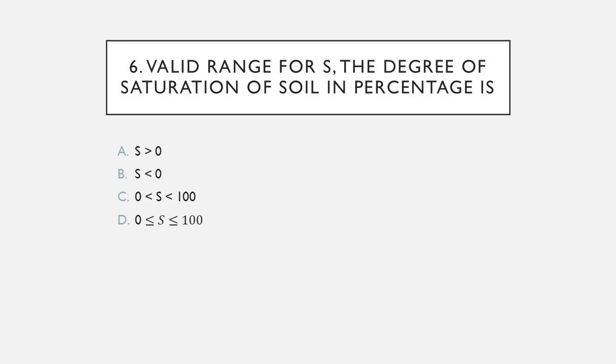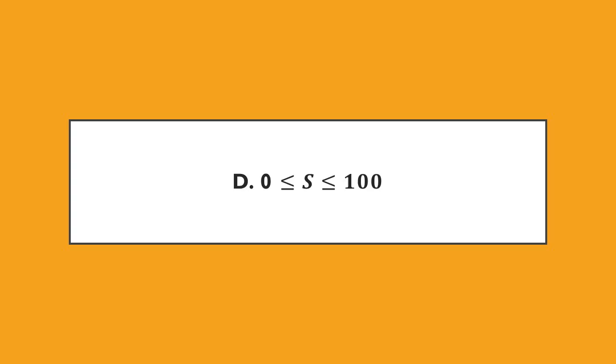6. Valid range for S, the degree of saturation of soil in percentages: A. S greater than 0, B. S less than 0, C. 0 < S < 100, D. 0 ≤ S ≤ 100.